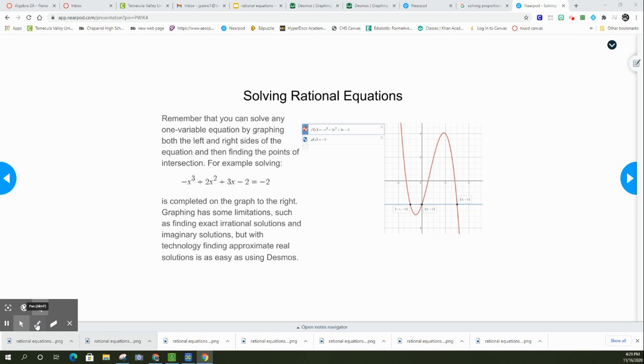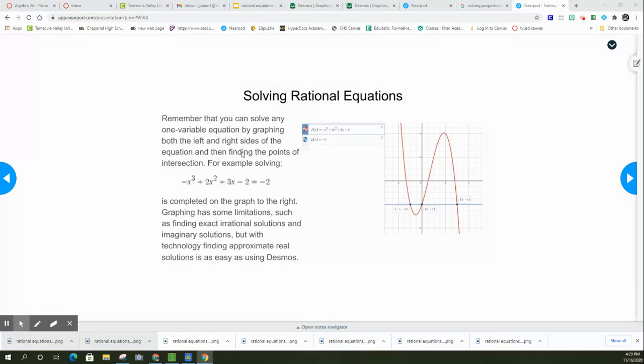All right, today's lesson is on solving rational equations. So last week we learned how to graph rational functions. And this time we're going to have rational functions that equal another rational function, creating a rational equation, or sometimes just set equal to other numbers.